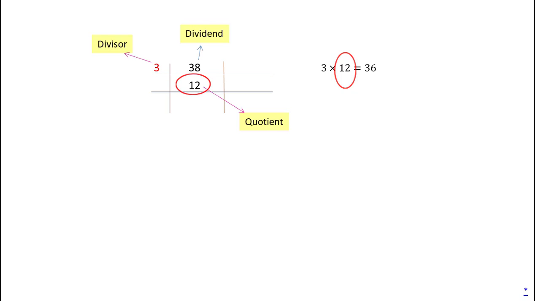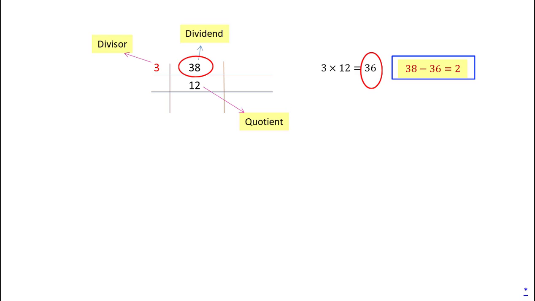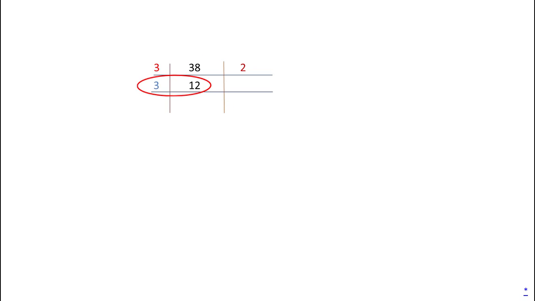Suppose we want to divide 38 by 3. So here 38 is a dividend and 3 is a divisor. Now we know that 3 multiplied by 12 equals 36. So here 12 is a quotient which we will write below the dividend 38. Now difference of 38 and 36 is 2, which is remainder. If we again divide 12 by 3, then 12 becomes dividend and 3 becomes divisor.